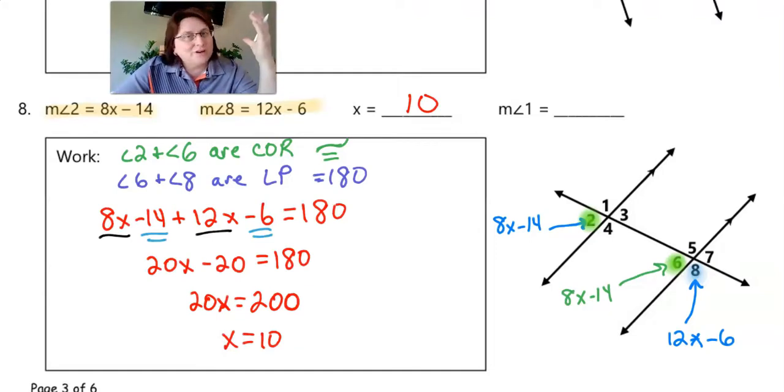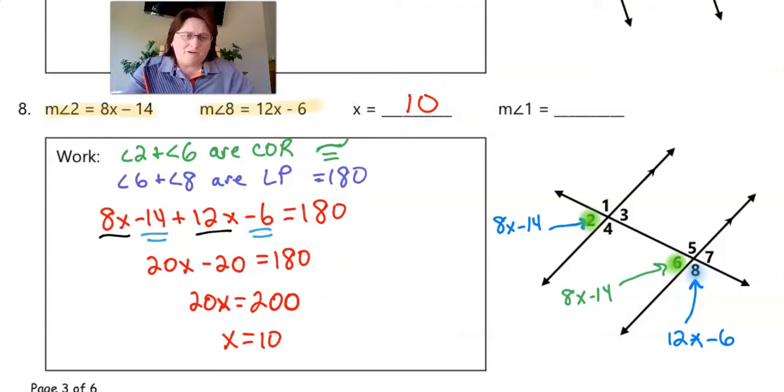All right, how'd you guys do? Did you remember that linear pairs add up to 180, so I have to do part plus part equals the whole. So I do 8x minus 14 plus 12x minus 6, set it equal to 180, and then I go through and I solve. So if you didn't get that right, it's okay. Go ahead and write it down. Write down the correct way to do it.